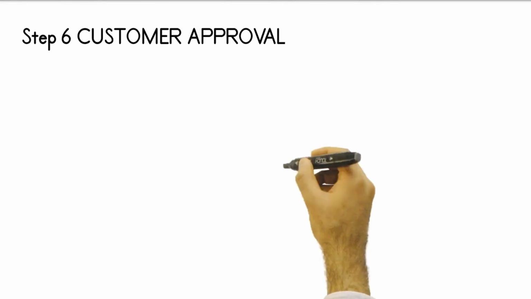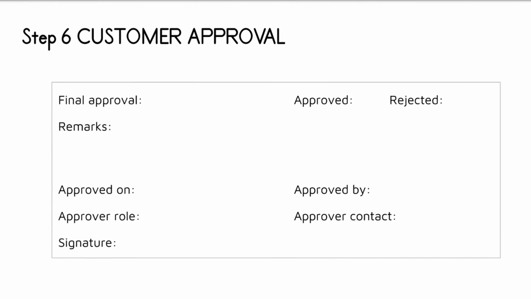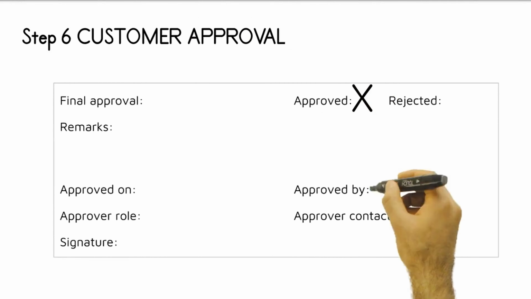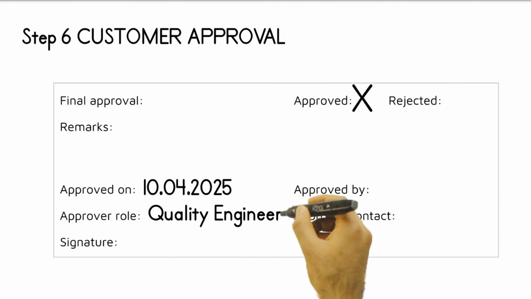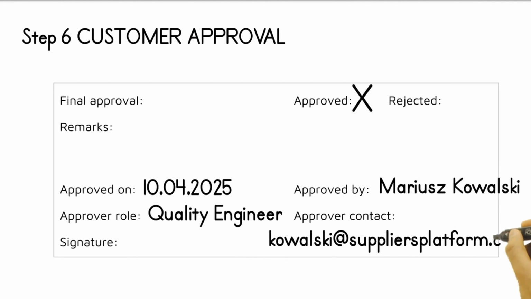Step 6. Customer approval. Send it and wait for the customer's written decision. Only after formal approval, affected parts can be shipped under these agreed terms.